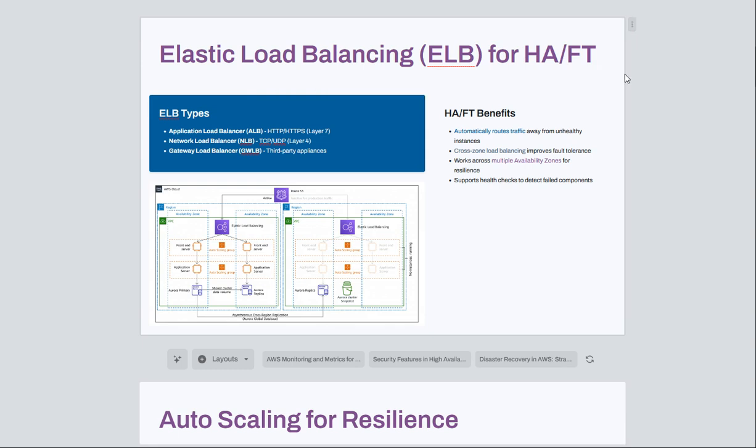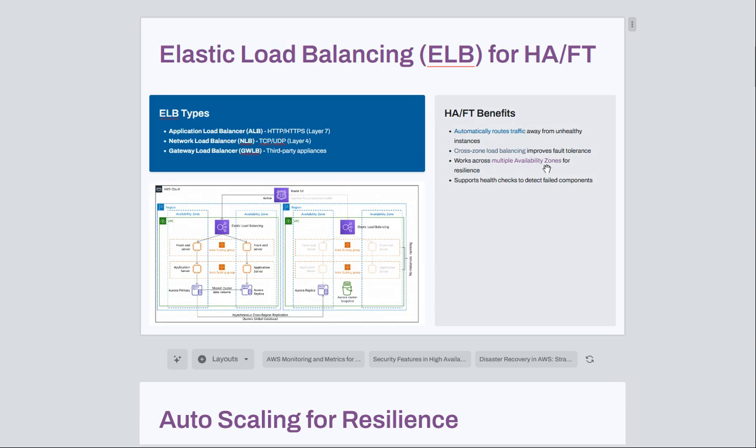So, the benefits for high availability and fault tolerance: it automatically routes traffic away from unhealthy instances. Let's say one of the instances here is unhealthy, then it will automatically switch off the traffic going to it. And then it will add another instance in one of the availability zones if auto scaling is enabled. Cross-zone load balancing improves fault tolerance, right? So cross-zone means different zones.